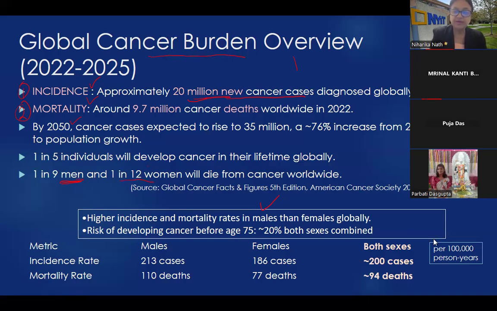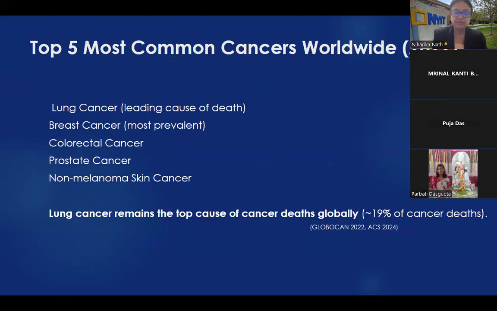I compiled this per 1,000 people, just to show you that there will be a mortality of 110 deaths in males versus 77 deaths in females. But the bottom line is that in both sexes, there are 94 deaths for every 100,000 people in the world who are diagnosed with cancer.